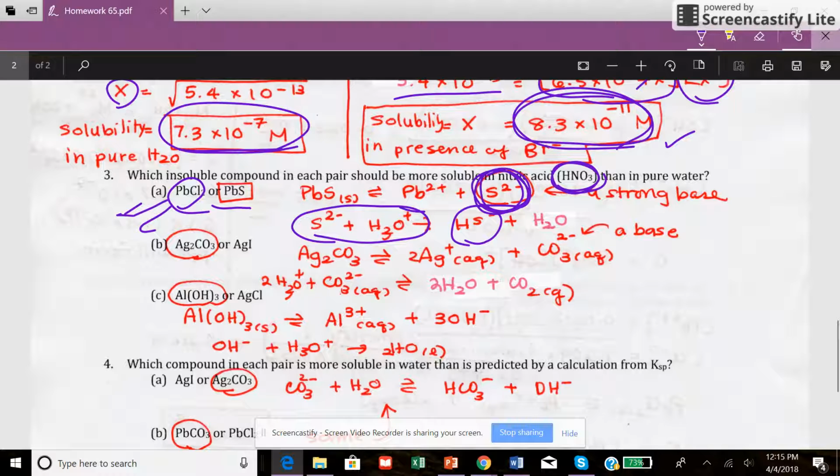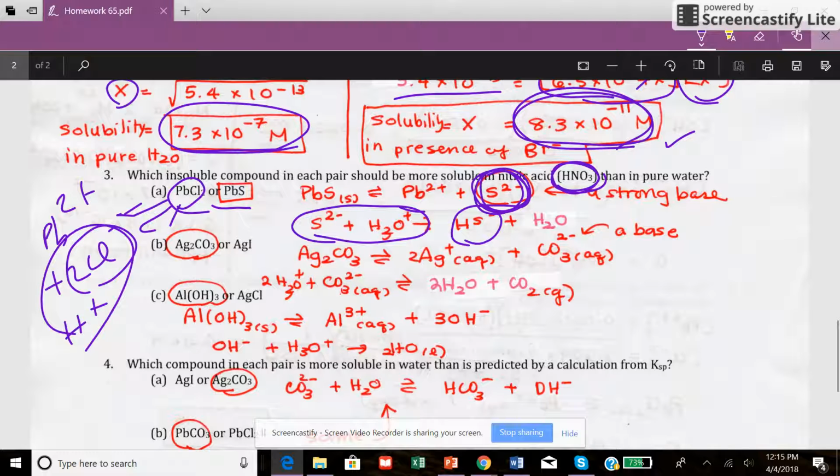lead chloride. Okay, so it will give you lead ion and then two chloride ions. This chloride ion will react with the H plus from nitric acid. And what does it produce? It produces hydrochloric acid, which is a strong acid, and ionizes right back. So it's not going to make any difference.